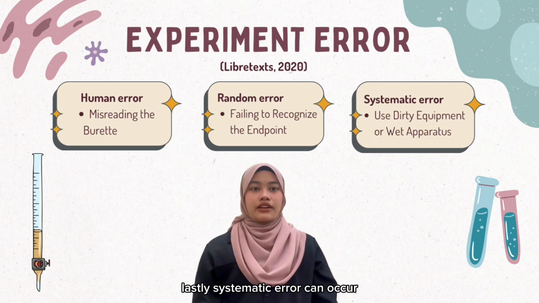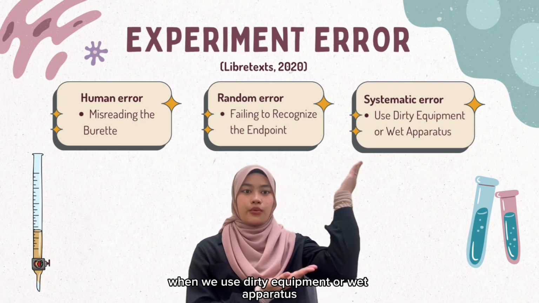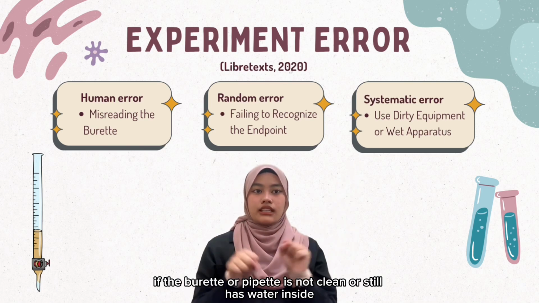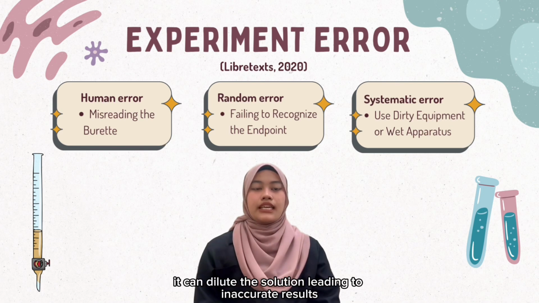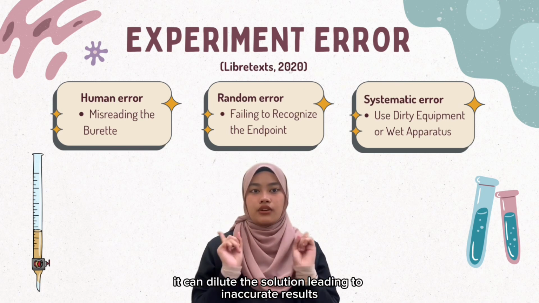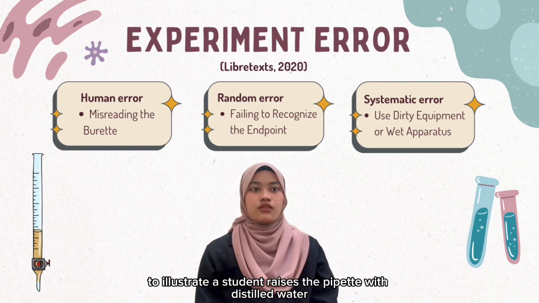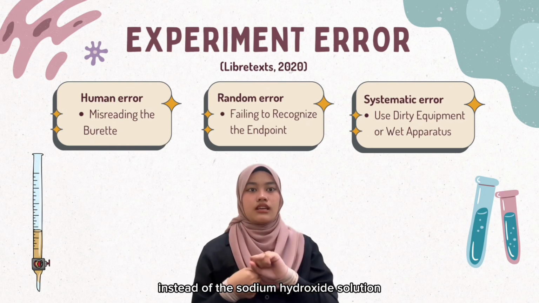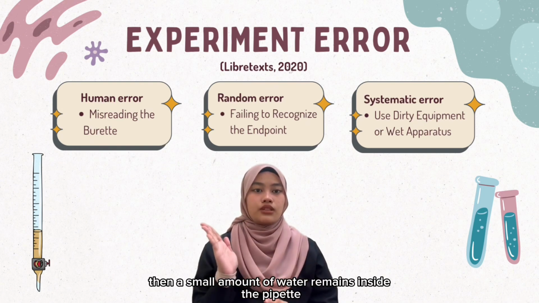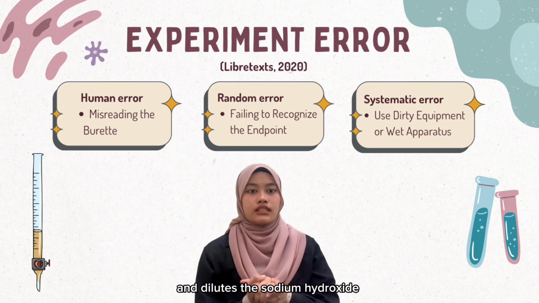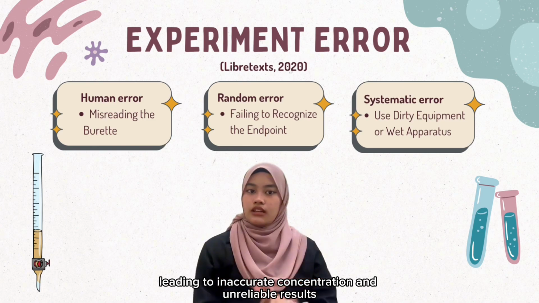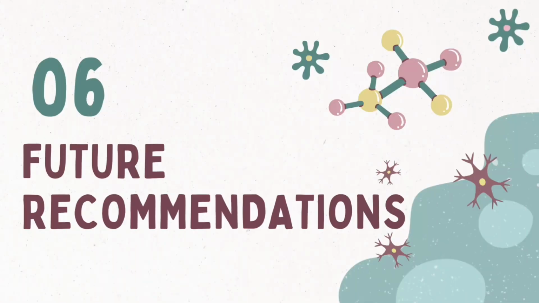Lastly, systematic error can occur when we use dirty equipment or wet apparatus before starting the experiment. If the burette or pipette is not clean or still has water inside, it can dilute the solution, leading to inaccurate results. To illustrate, a student rinses the pipette with distilled water instead of the sodium hydroxide solution. Then, a small amount of water remains inside the pipette and dilutes the sodium hydroxide, leading to inaccurate concentration and unreliable results.